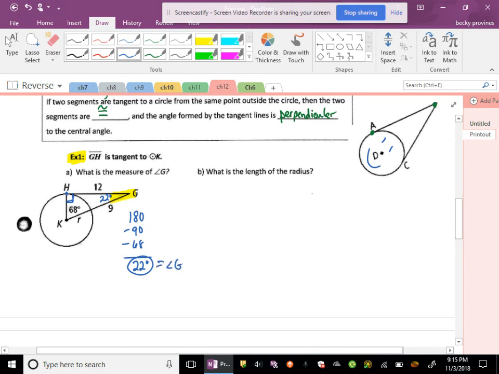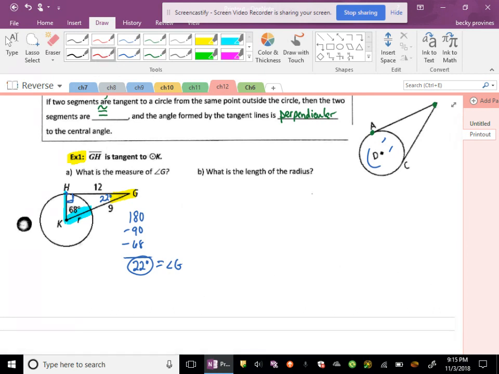Now, part B says, what is the length of the radius? All right, where's the radius? The radius is from K to H. It's right there, which happens to be the same as right there where it's labeled R. Okay, so this is doable.